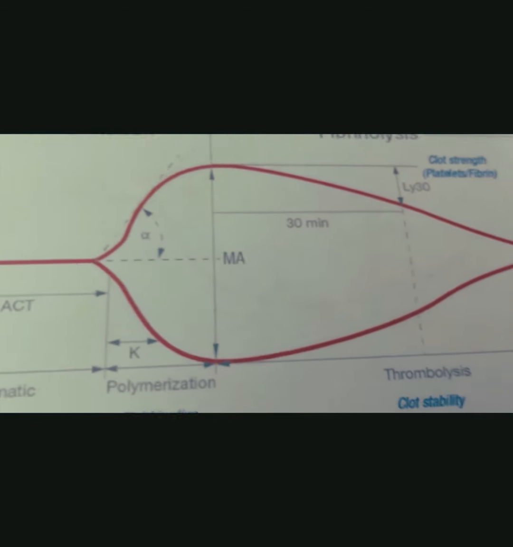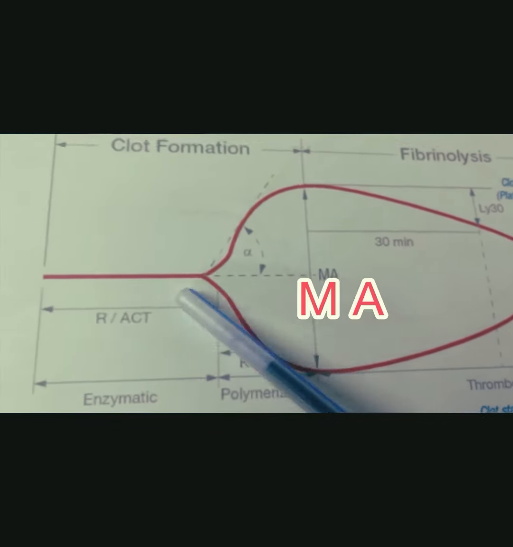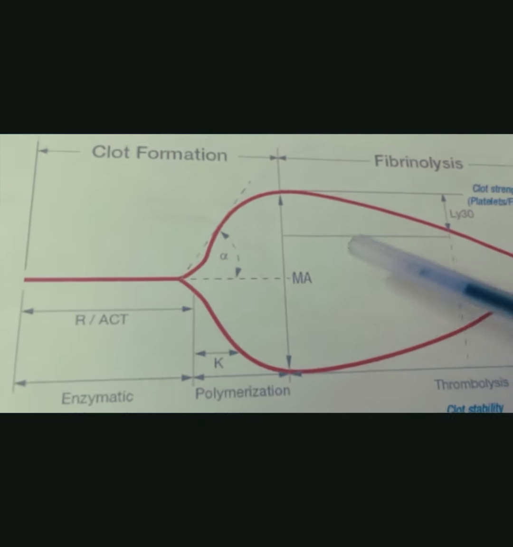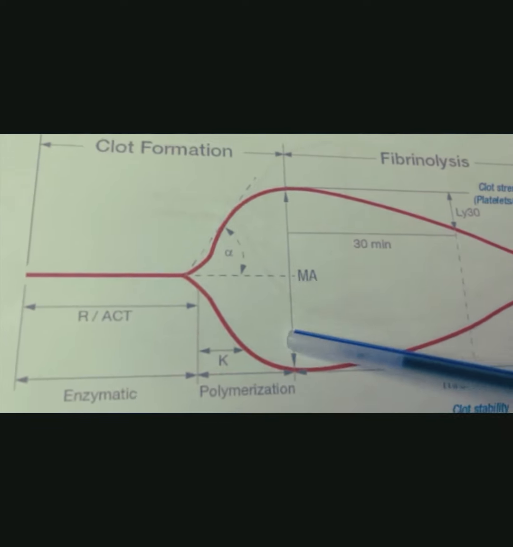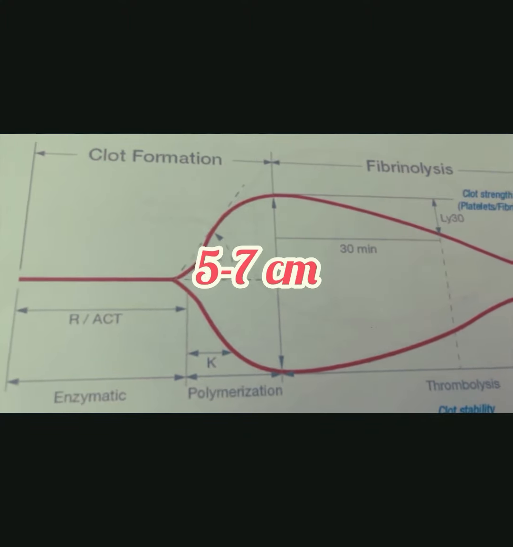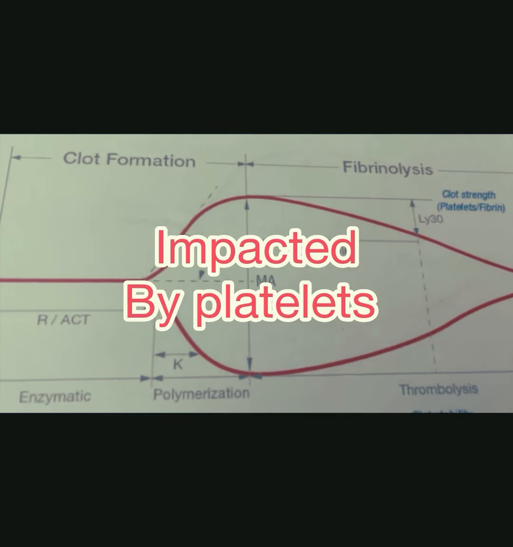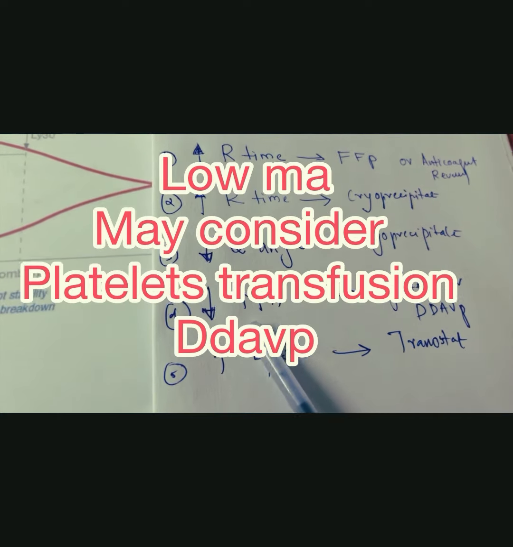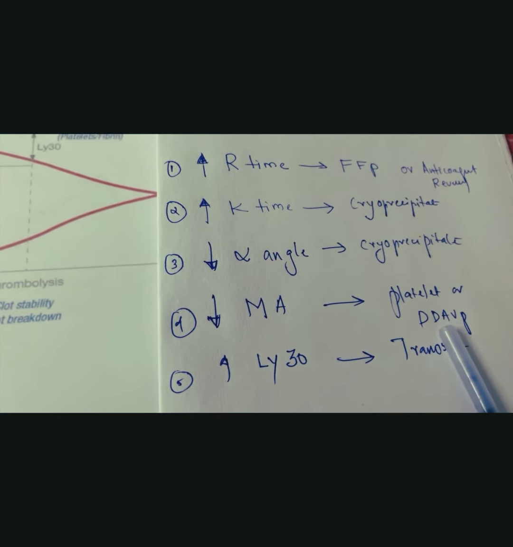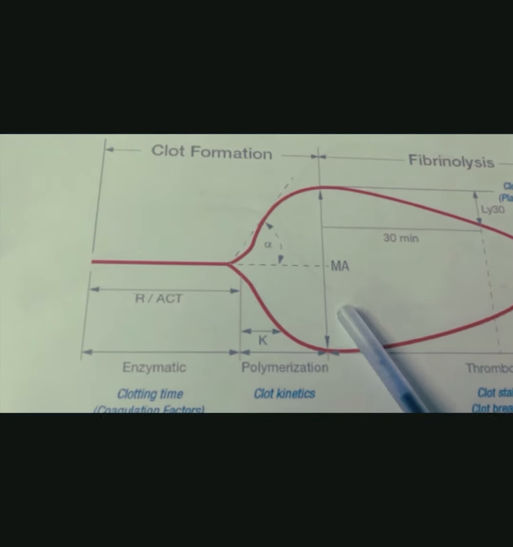Fourth parameter is the maximum amplitude, or the MA. See here, this is R time. From here clotting starts. So MA, or the maximum amplitude, is the highest vertical amplitude of the TEG tracing. Normal range is 50 to 70 mm and is impacted mainly by platelets and also fibrinogen and factor 13. A low value represents deficient platelets and is treated with platelet transfusion. And also consider something like DDAVP, which increases the release of factor 8, acting higher on the clotting cascade, leading ultimately to platelet activation.